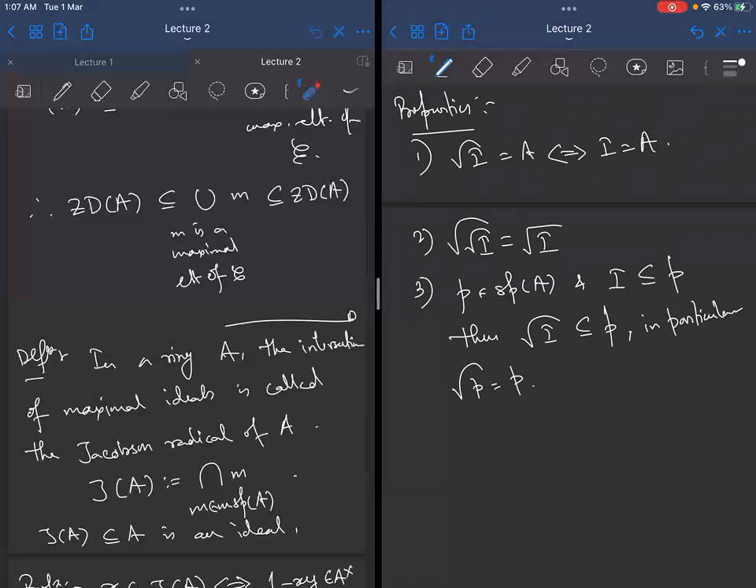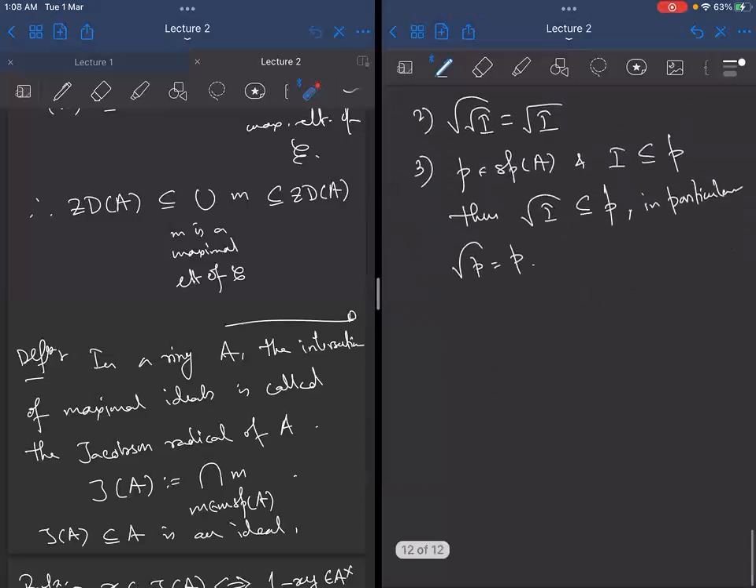So how is that true? If you take some x from radical I, then x power some n is inside I and hence in P. But again, an induction argument will show you that x is in P. So you are done in that way. Okay, so what I'm defining right now is what we call the product of ideals, because I need that to give the next property.